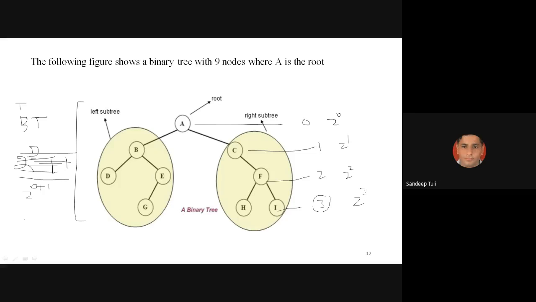Now find out how many maximum nodes could be there in this tree. 1, 2, 3. You need to add all these. This is 1, this is 2, this is 4, this is 8.